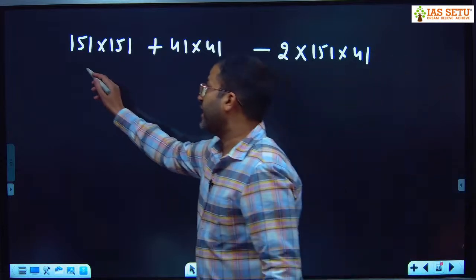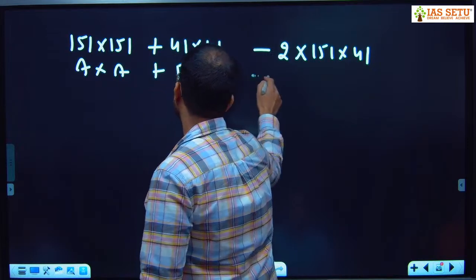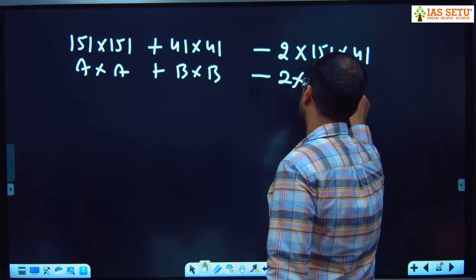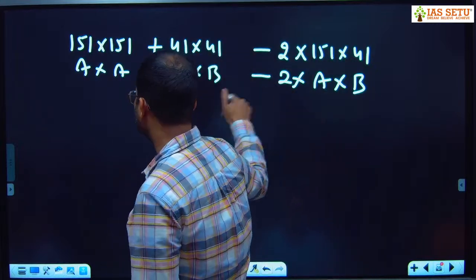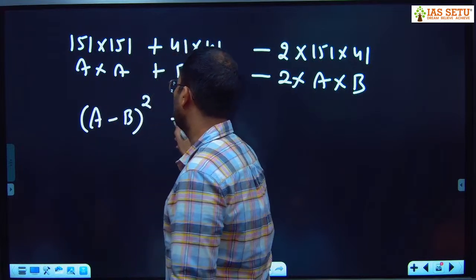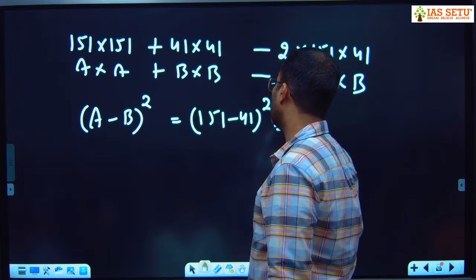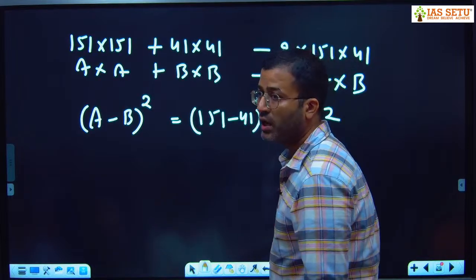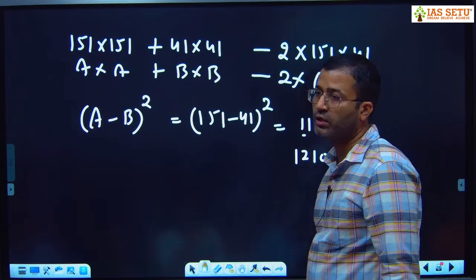So this is a into a, b into b, this is 2 into a into b. A square plus b square minus 2ab, so it is a minus b whole square. So it is 151 minus 41 whole square, it is 110 square. 110 square, 11 square is 121, so it becomes 12100.